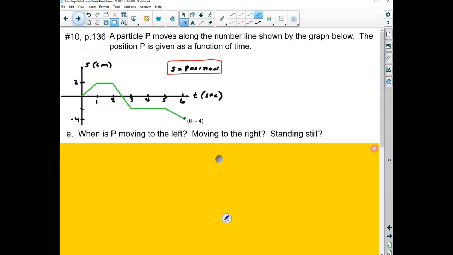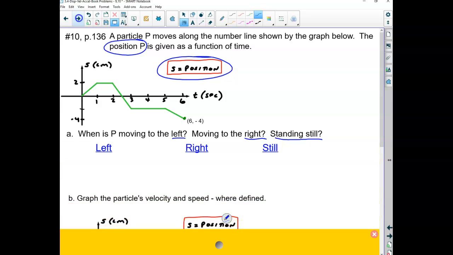Okay, wasn't that fun? Come to number 10 here. Now, a particle moves along the number line shown by the graph below. The position is given as a function of time, okay? And what we want to know: when is the particle moving left? When is the particle moving right? When is it standing still? Well, let's check this out.